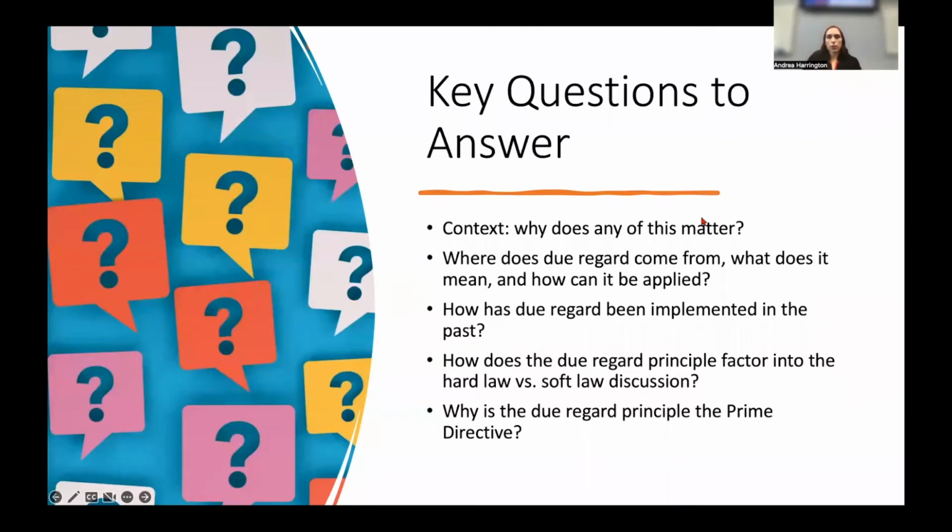So what we're going to talk about today is the due regard principle in international space law. The key questions that I'm going to try to answer for you throughout this presentation are: why it matters, why talk about the due regard principle now, where it comes from, how we define it and how we use it, how it's been implemented in the past, how we factor into that hard law versus soft law discussion that is ongoing now with regard to the norms of responsible behavior in space, and why it is the prime directive in my view.